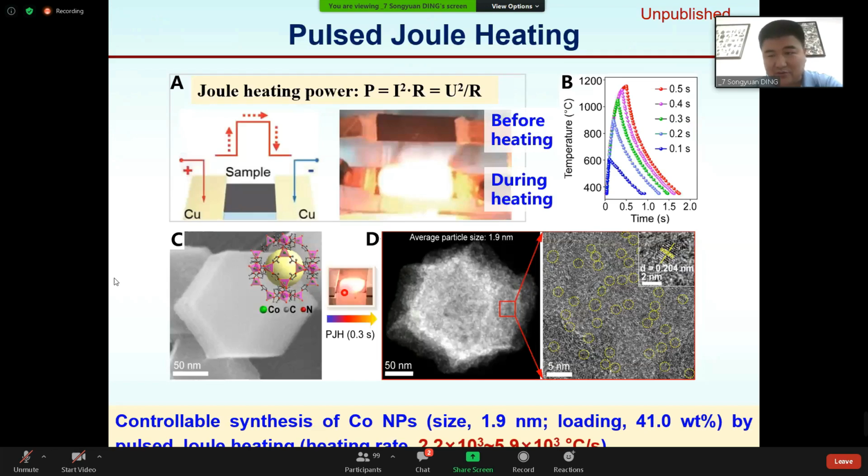Three minutes left. Okay, pulse heating. So we build a Joule heating device. It has a copper and a conducting layer, and we make the temperature increase speed, the heating rate, very high. This is the first device, and we use this device to prepare ultra small nanoparticles.